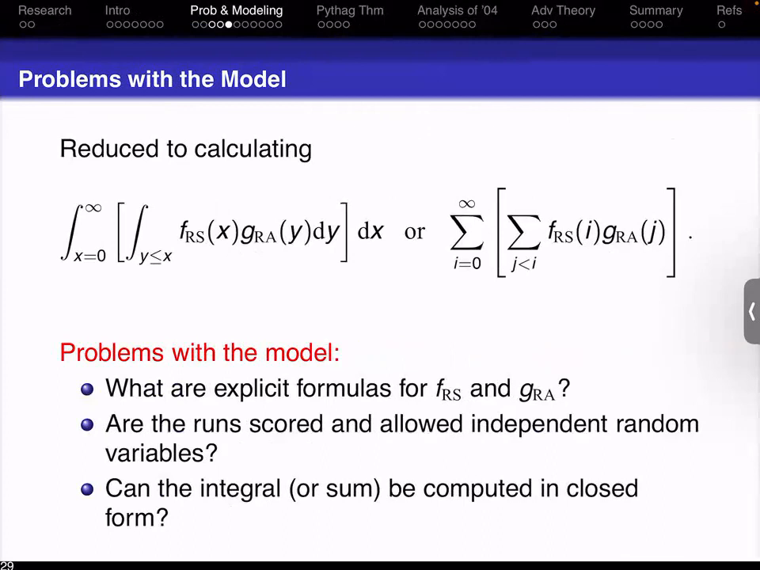The first is, what should we use for the densities? Are the runs scored and allowed, is it reasonable to assume that they're independent? And the last is, can we actually compute the integrals in closed form? So we can do this for a large class of densities.